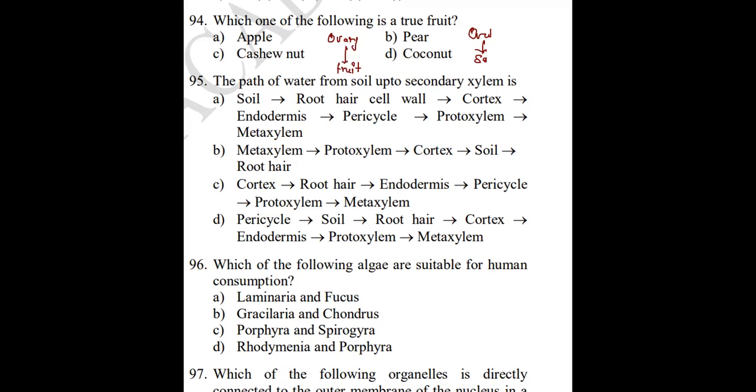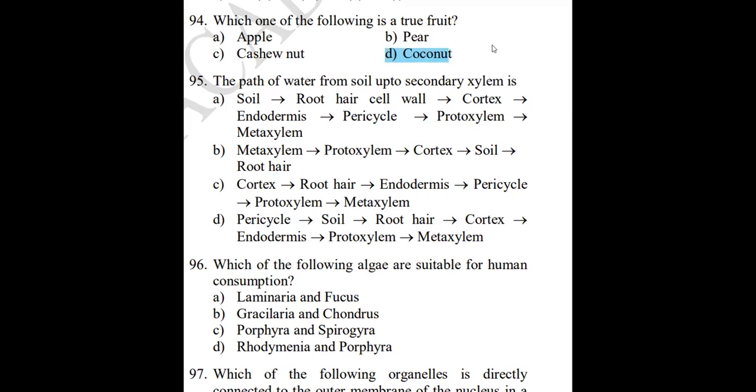First, we have to understand what is a true fruit and a false fruit. True fruit means any fruit which comes only from the ovary. If the fruit develops from the ovary and other floral parts, then it is going to be false. So apple is a false fruit, cashew nut is a false fruit, pear is a false fruit, but coconut is the true fruit, which means they develop only from the ovary. So the correct answer for this question is going to be option D.